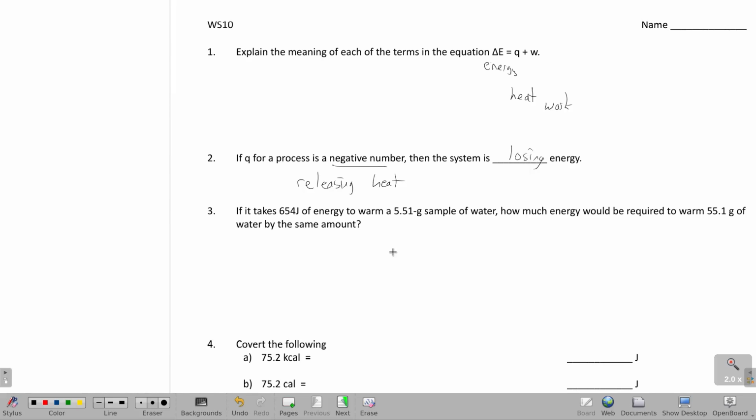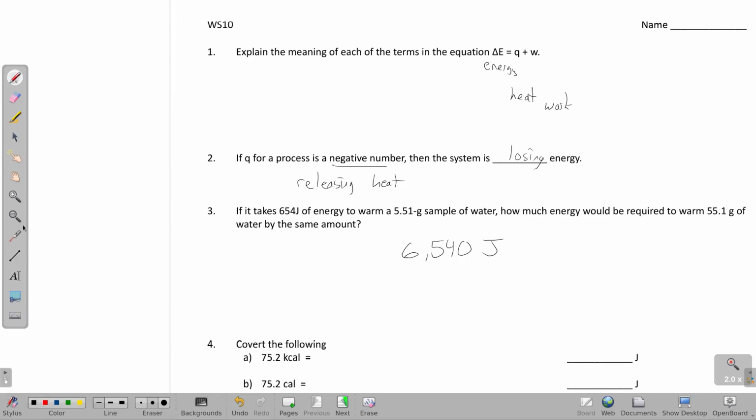All right, next one, it might need math. In this case, it really won't. I won't have to bring out a calculator. So it says if it takes 654 joules of energy to warm 5.51 grams of water, how much energy would be required to warm 55.1 grams of water by the same amount? Well, all things being considered, I've just moved the decimal over. That's all I'd have to do on the energy. If it's 10 times the mass, it's going to take 10 times the energy.